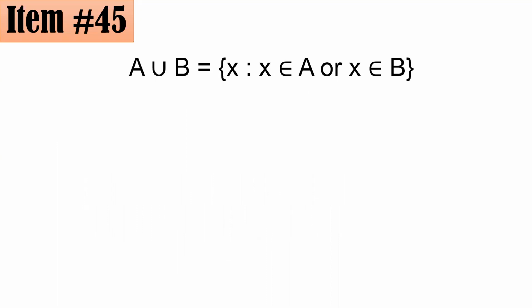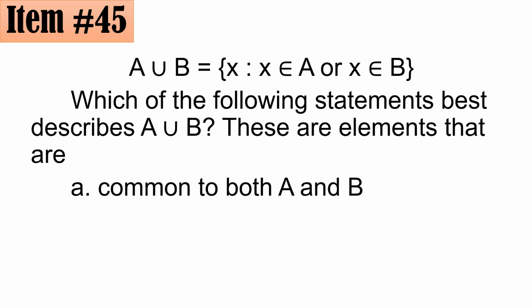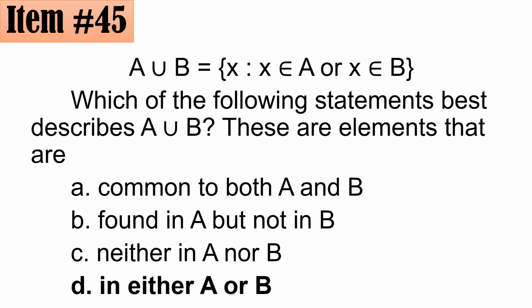In other words po, yung element na yon pwedeng sa A lang makikita. Pwedeng sa B lang siya makikita. Pwede ring both A and B siya makikita. So in either of A or B, letter D. Okay, be careful po tayo.